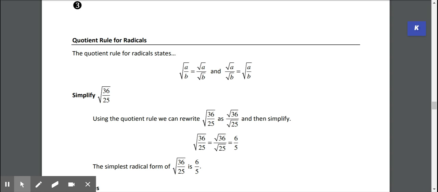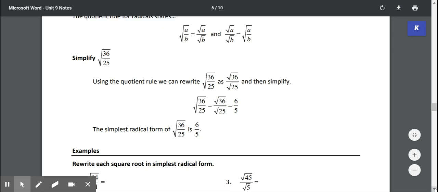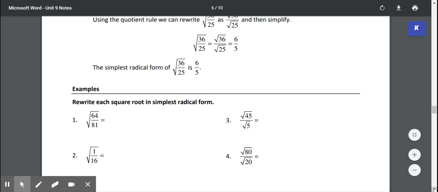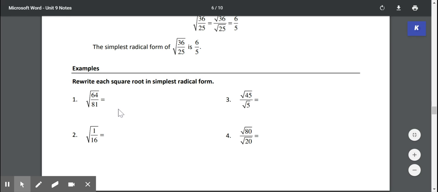So if I break this up into the square root of 36 over the square root of 25, I can then take the square root of 36, which gives me 6, and the square root of 25, which gives me 5, and I've got my nice rational value. Okay, now we're going to have a couple examples that will be like that. So this is nice and simple.